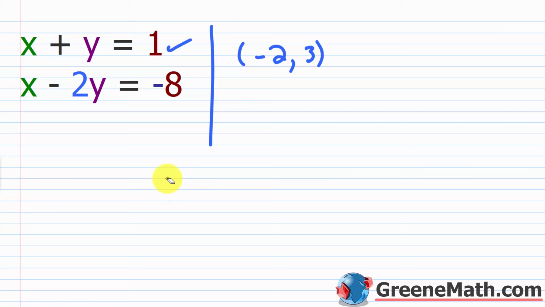Then for the second one, you would have negative 2 minus 2 times, plug in a 3 for y, and this equals negative 8. Okay, so I would start with negative 2 times 3, that's going to be negative 6. And then negative 2 minus 6 is negative 8. So you get negative 8 equals negative 8, so it works here as well. So we've found our solution for the system graphically.